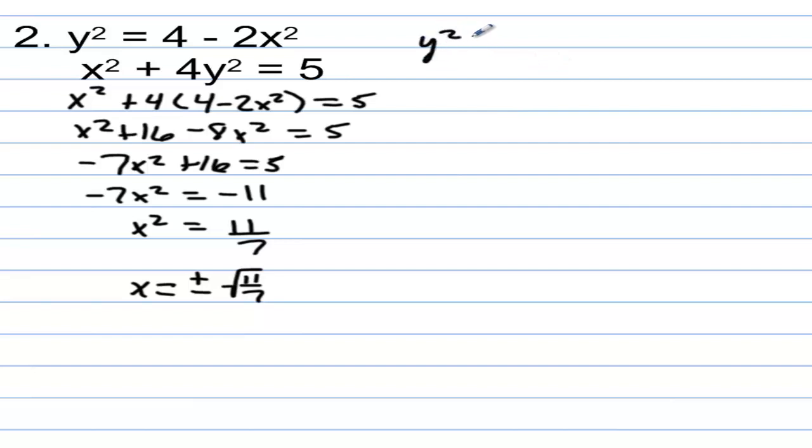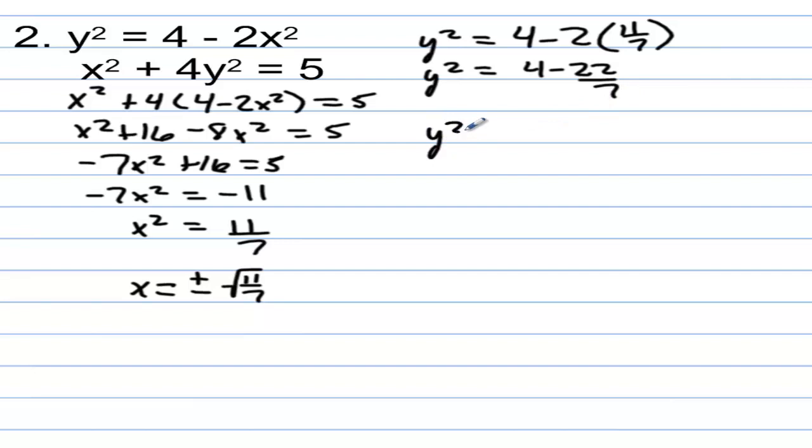We have y squared is equal to 4 minus 2 times. It doesn't matter if we plug in the positive or the negative. We would get 11 sevenths when we square the square root. We have y squared is equal to 4 minus 22 sevenths. Y squared is equal to, that'll be 28 sevenths minus 22 sevenths. That's 6 sevenths. Y is equal to plus or minus the square root of 6 sevenths.